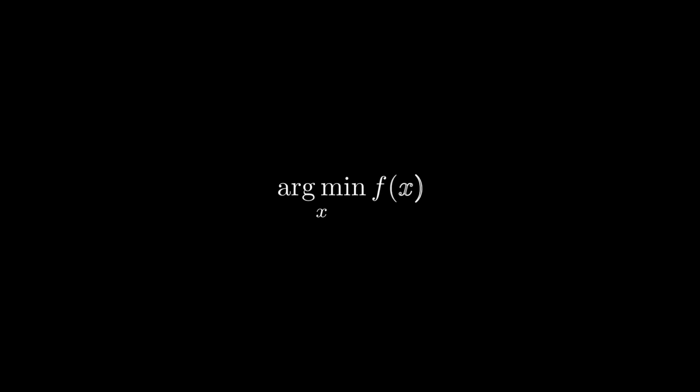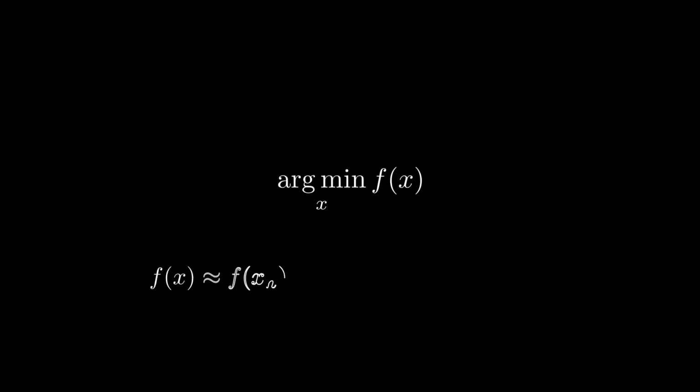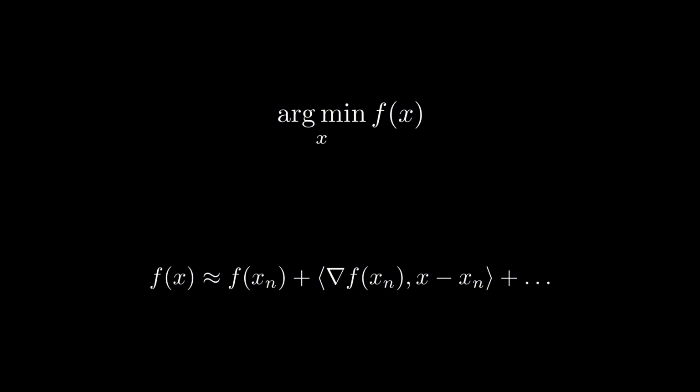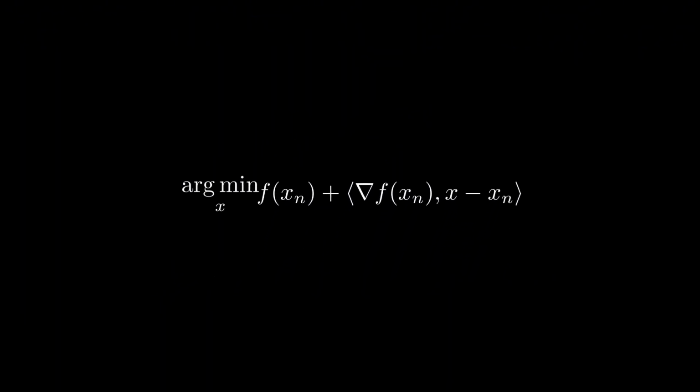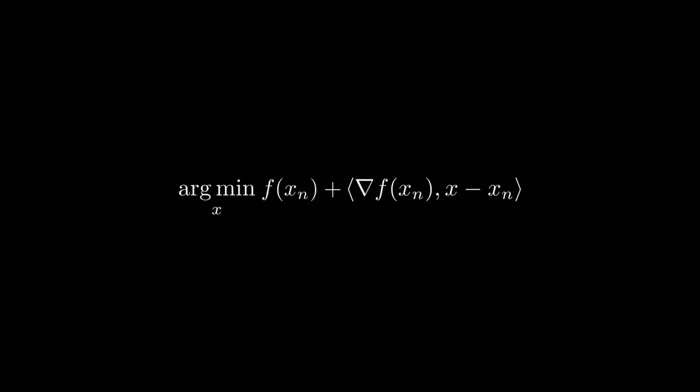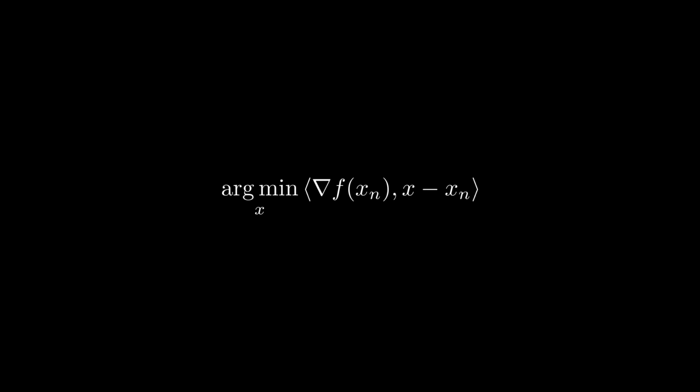If we take our original optimization problem and instead replace it by a local linear approximation for our function, the first-order Taylor series, we would have something like this. So our goal is to minimize this unnormalized directional derivative.